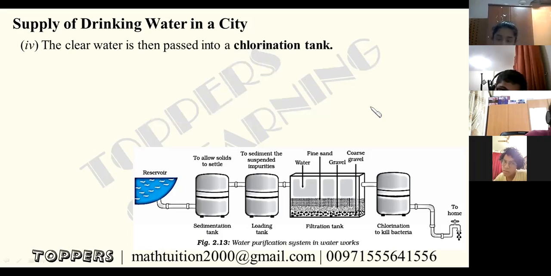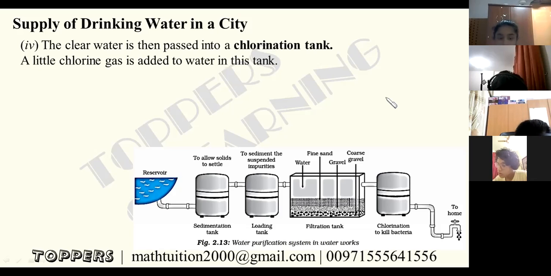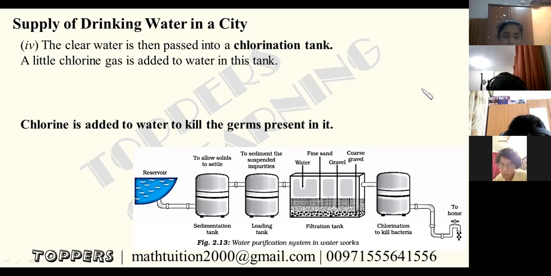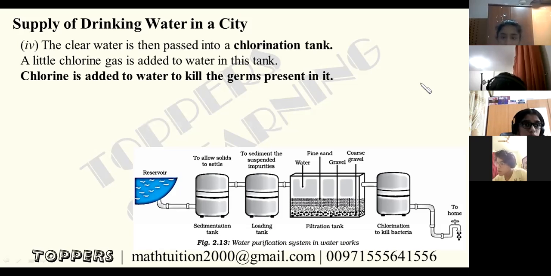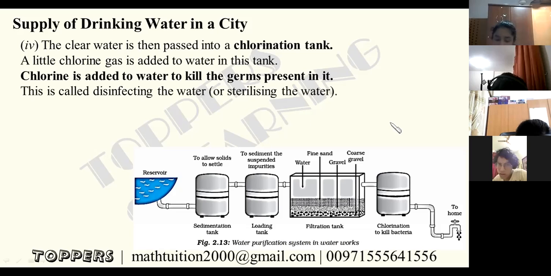Fourth, the clear water is then passed into a chlorination tank, the fourth tank. A little chlorine gas is added to water in this tank. Chlorine is added to water to kill the germs present in it. Germs will be killed. This is called disinfecting the water.